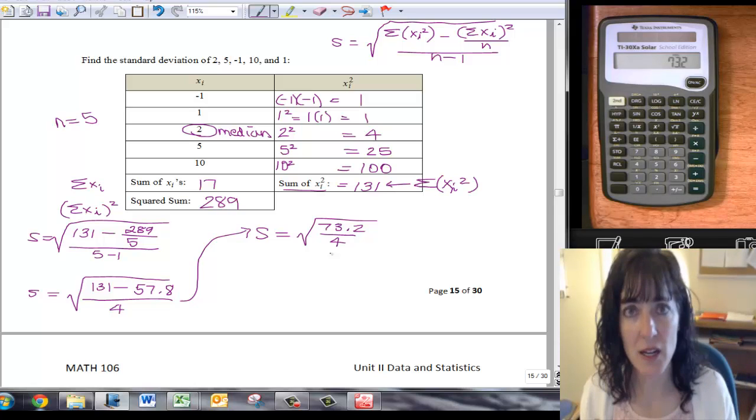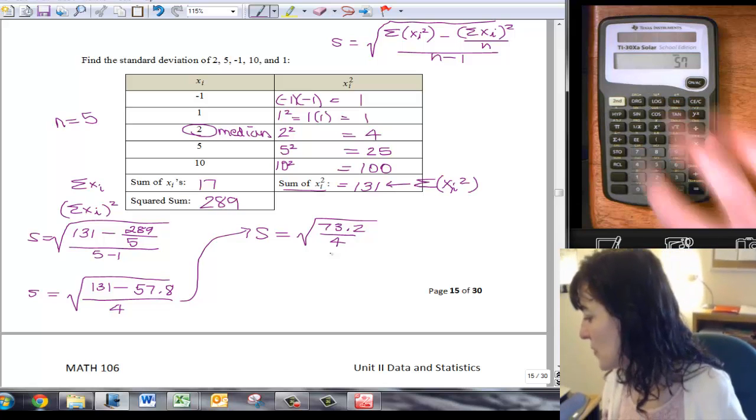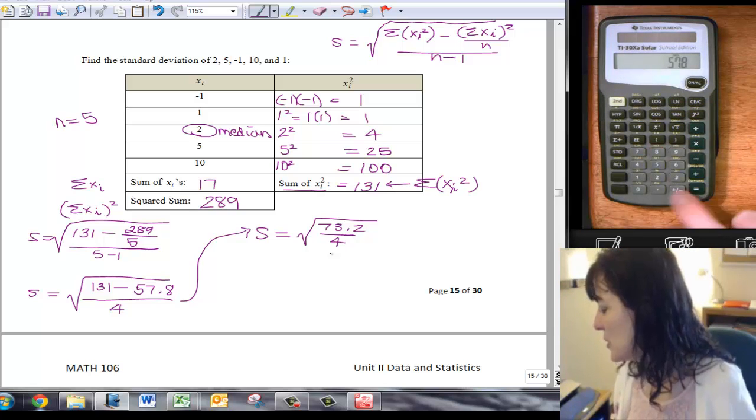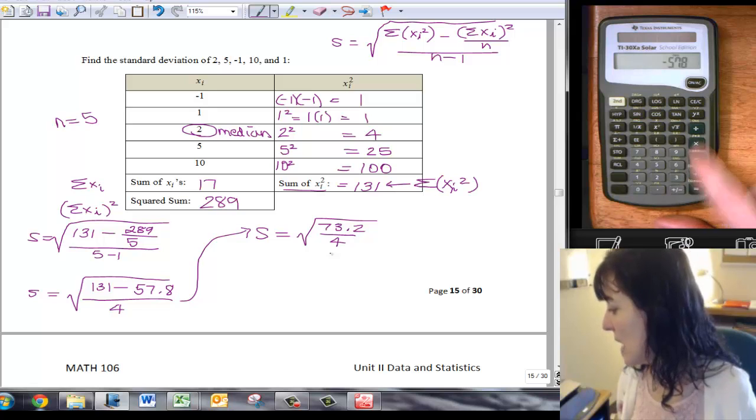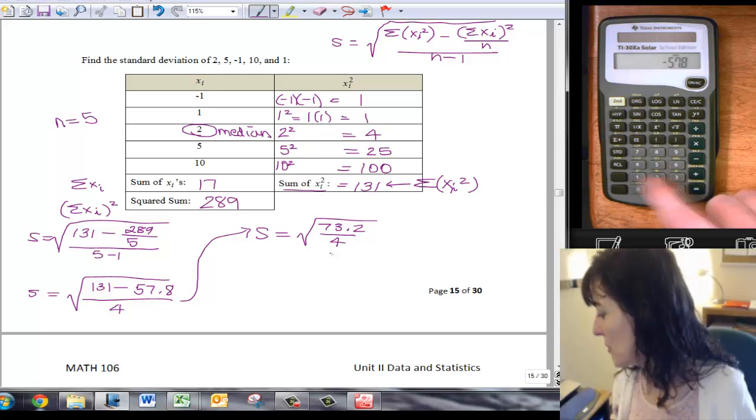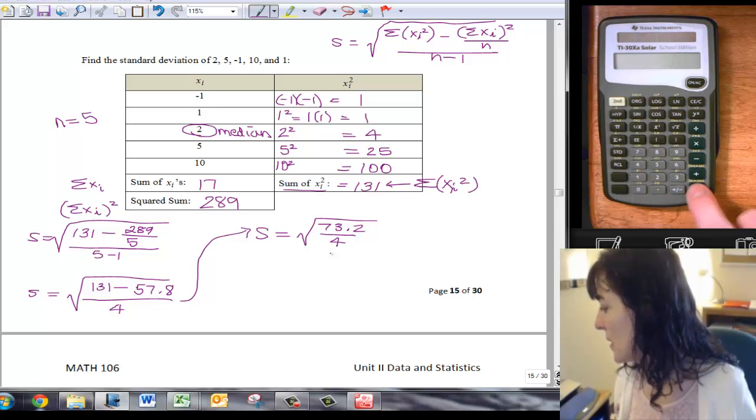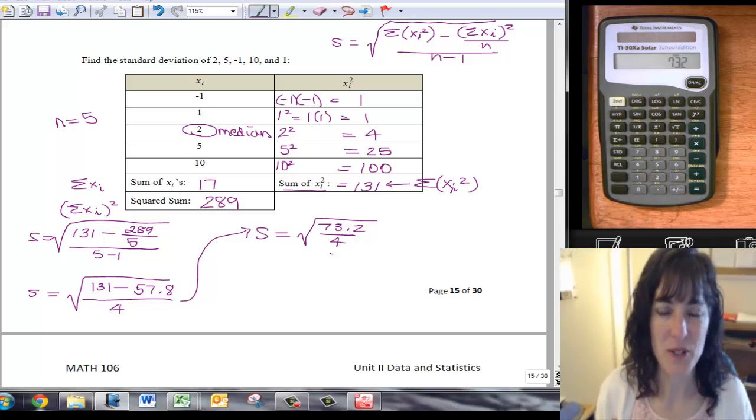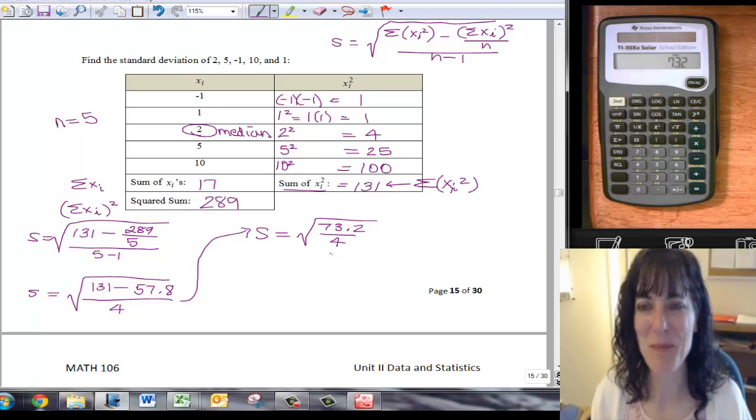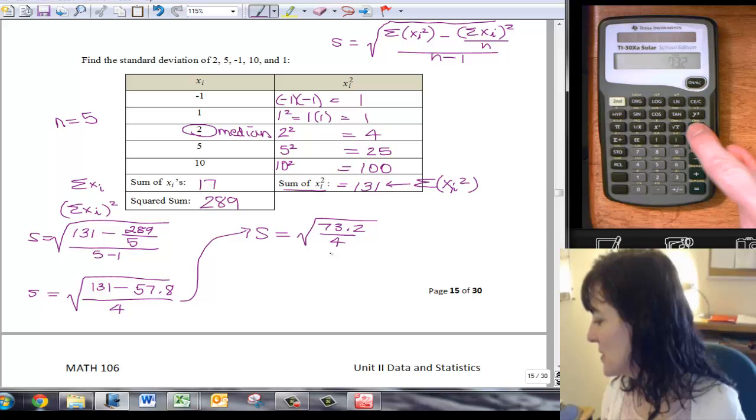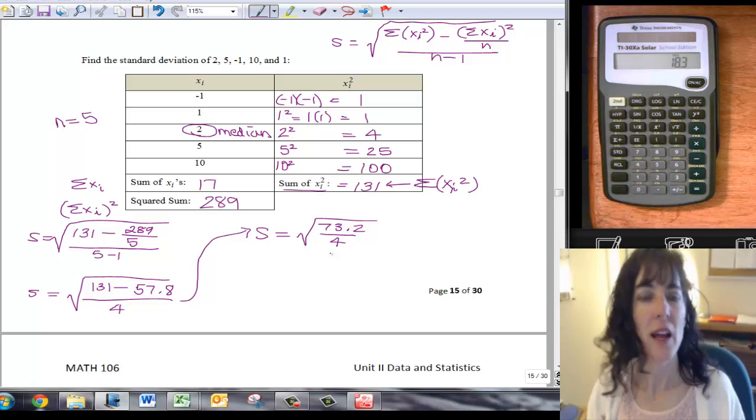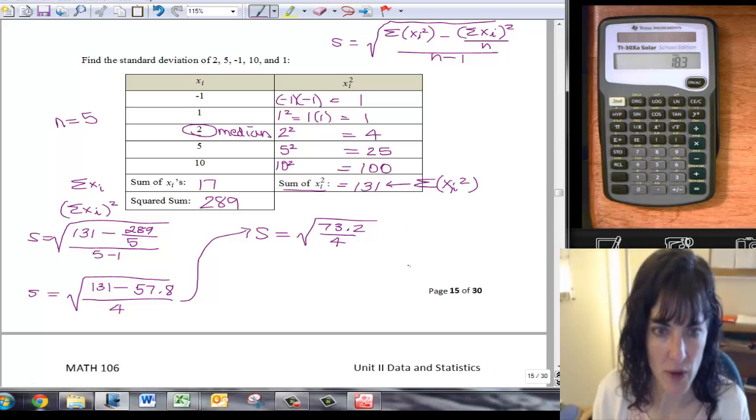I can change the sign on that 57.8. So when it was sitting there, 57.8, I can change the sign using this key right here, the plus minus. So I change it to a negative, and then add that 131. Equals, and I get that 73.2. Okay, we're good with the 73.2. Move on. So 73.2 divided by 4, and I get 18.3.